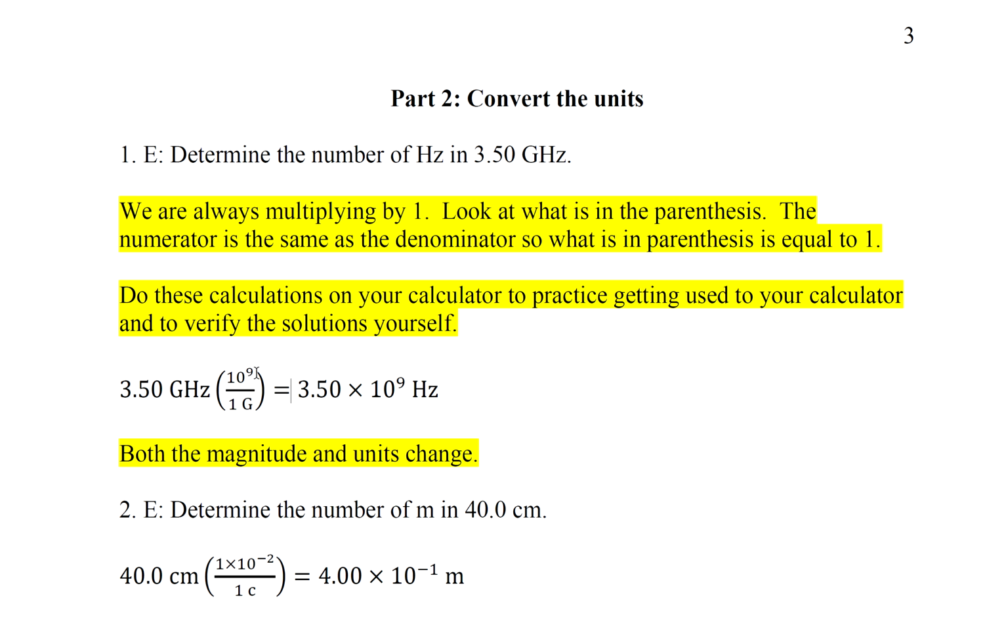So 10 to the 9 divided by 1 big G in parentheses is equal to 1. We have a big G in the numerator, we have a big G in the denominator, they cancel. So we're going to go from gigahertz on the left to hertz on the right. What changes? The magnitude changes. We have 3.50 on the left, we have 3.50 times 10 to the 9 on the right. We have gigahertz on the left and we have hertz on the right.